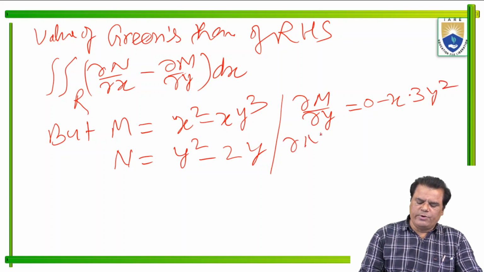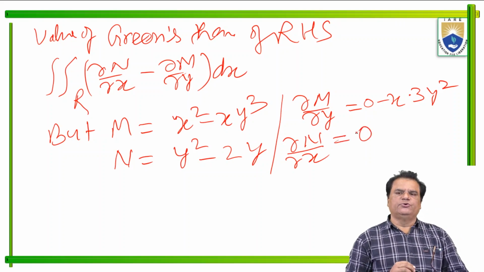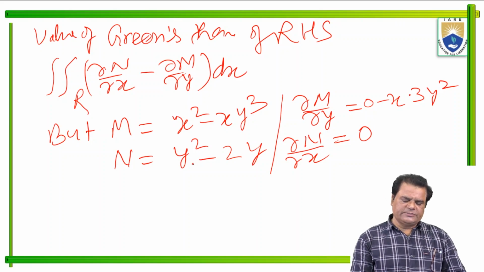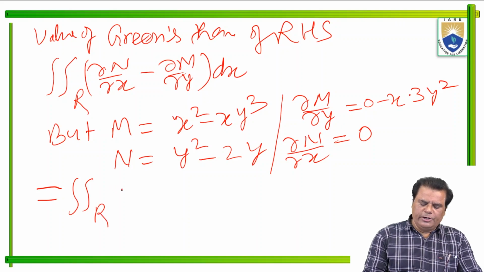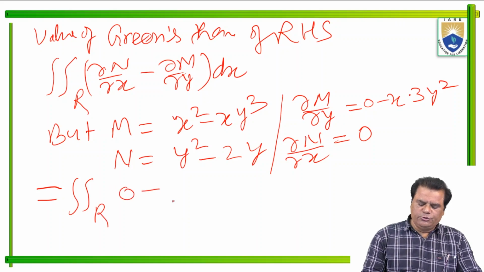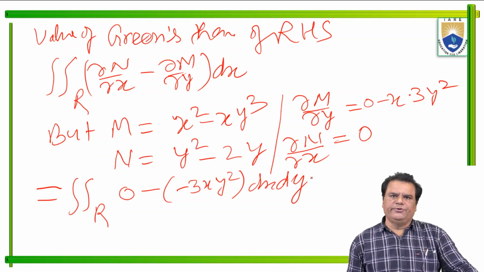Differential of N with respect to x, ∂N/∂x. The differential with respect to x is 0, there is no x function. Putting these values here in the double integration over region R, ∂N/∂x is 0 minus ∂M/∂y, which is 3xy square, dx and dy. This is the right hand side of the Green theorem.